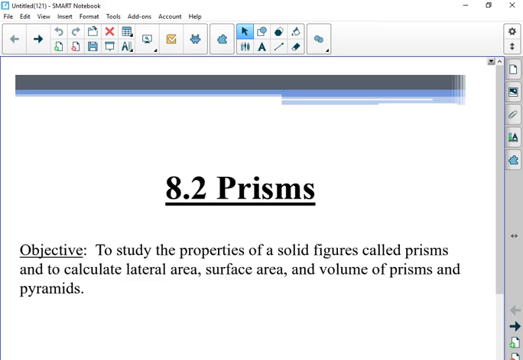Alrighty. 8.2, prisms. So we're going to study the properties of solid figures called prisms and calculate their lateral area, surface area, and volume of prisms and pyramids. And think about it. Remember, we used this word lateral before. Think of side.